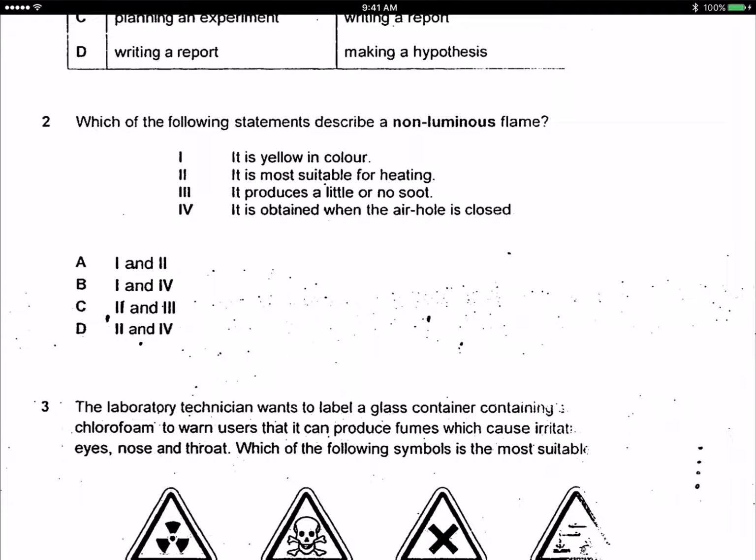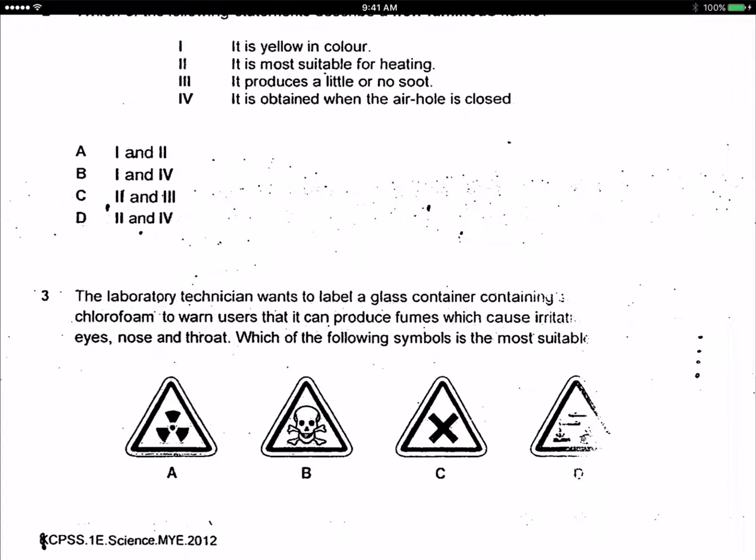Okay, wait, you just need to know two types, okay? Luminous and non-luminous. Luminous is orange, can see. Non-luminous is the blue. That's it. Non-luminous, very hard to see. Very difficult to see. Okay, so question 2, right? Yeah. Why don't you all tell me which question you all have difficulty?